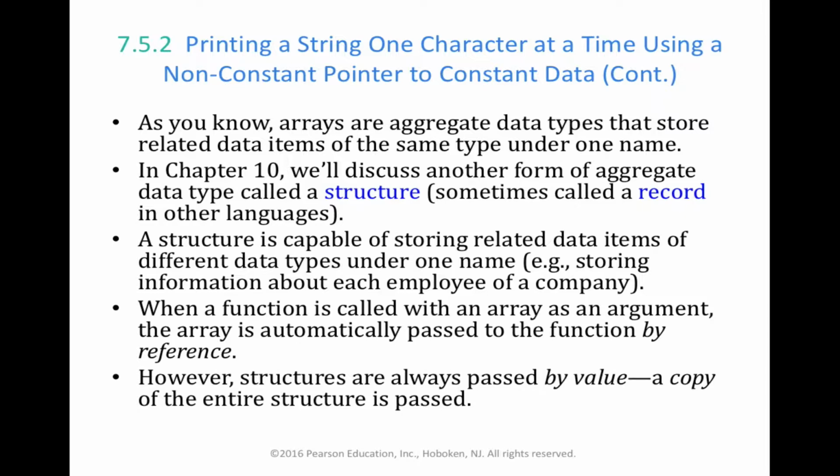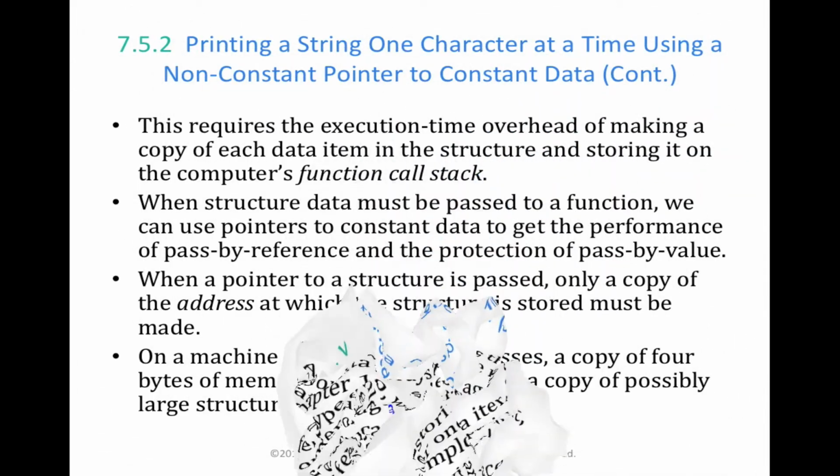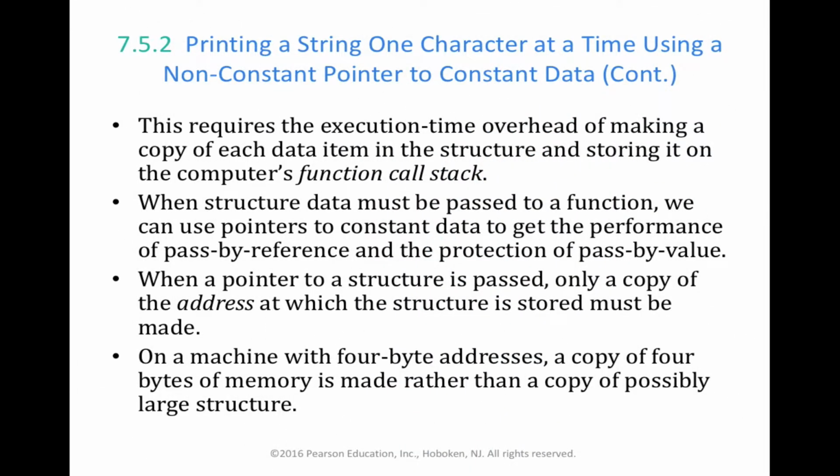When a function is passed an array as an argument, the array is automatically passed by reference. However, structures are always passed by value. That means a copy of that entire structure will be passed. That's going to require some execution time overhead to make a copy of each data item in the structure, storing it on the function's call stack. When structure data must be passed to a function, we can use a pointer to constant data to get the performance of pass by reference and the protection of pass by value.